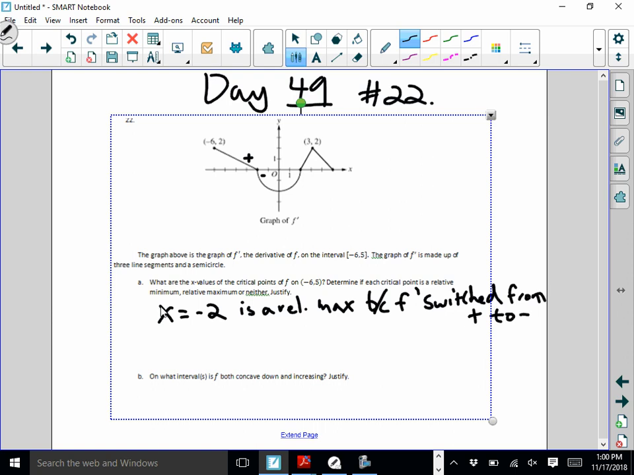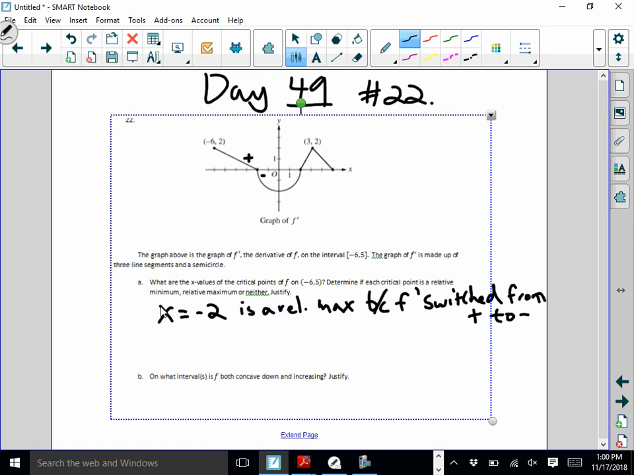Anytime we see an f prime graph, those zeros are going to be very, very important. Those are my critical points of f, right? They're critically important. And on those zeros, I can determine if it's a max or a min or neither based on how f prime changes at those zeros.